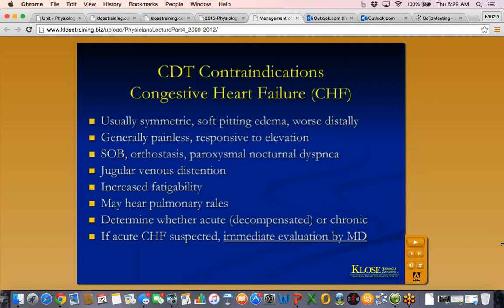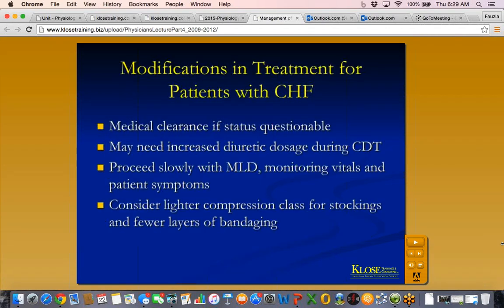So what we want to determine is whether this is an acute CHF, decompensated, or chronic. If it's acute, then you want to send them back to their doctor right away. If it's chronic, or if it's being managed with diuretics, then these patients are okay for us to do our treatment on.